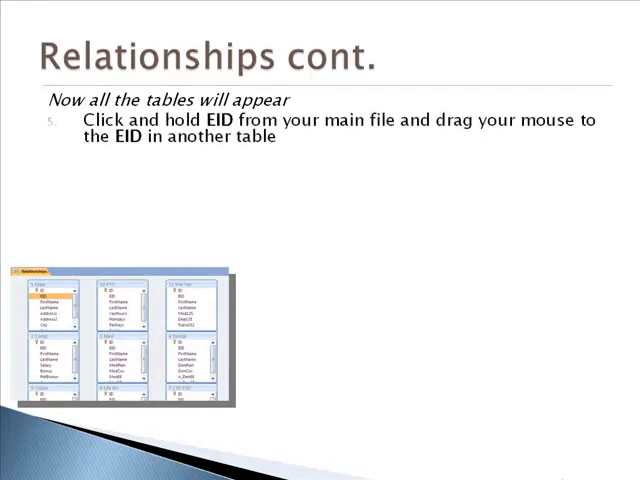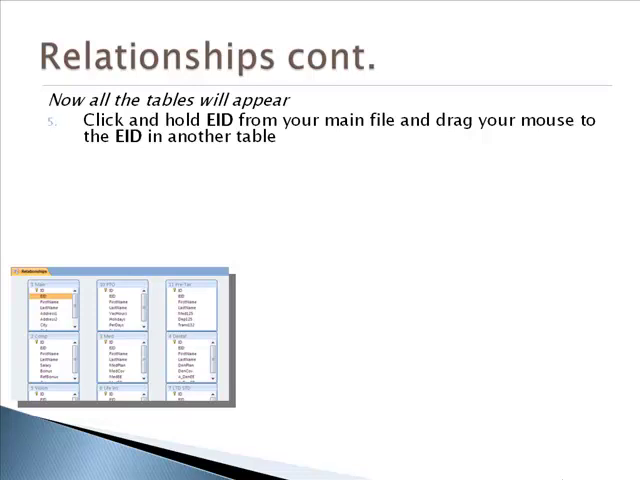Now all the tables will appear. In our case, we have 11 or 12 that we're merging. You may only have 3, but the process is still the same. You'll want to click and hold the EID from your main file and drag your mouse to the EID in another table. Now, why it says EID is because the column heading in the Excel file was named EID.